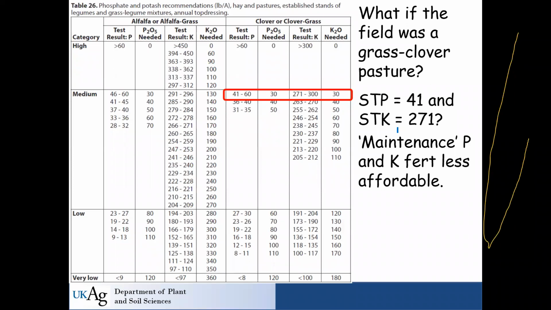What if the field was a grass clover pasture with an STP of 41 and an STK of 71? You're in the same region. Here, you have maintenance fertilization. So we have applied this concept pretty uniformly. This is a different range on K, particularly it's higher. The soybean one started at about 241, 242. This one, we're adding more K because grass clover needs more K, but we still have a region of maintenance that covers 30 soil test units of potassium where we're not recommending anything more than maintenance.